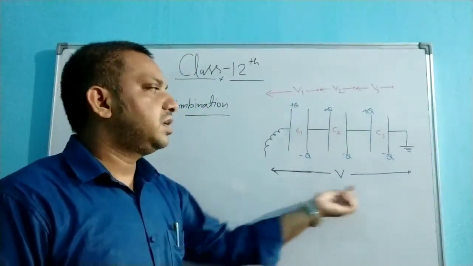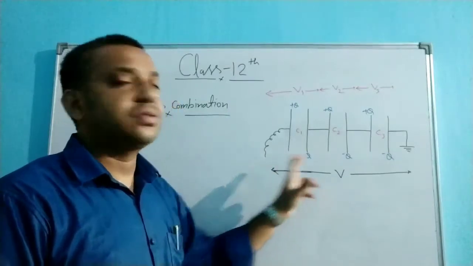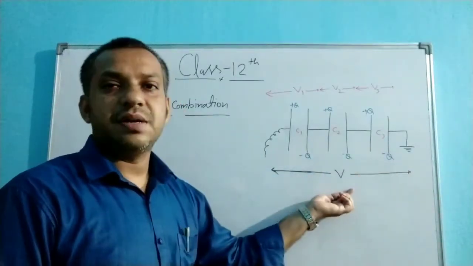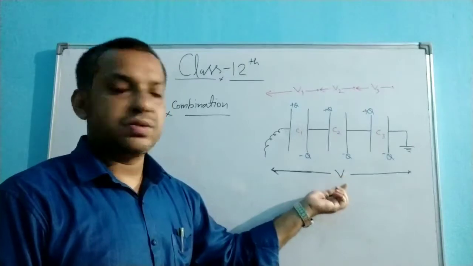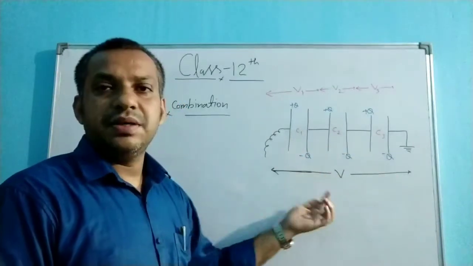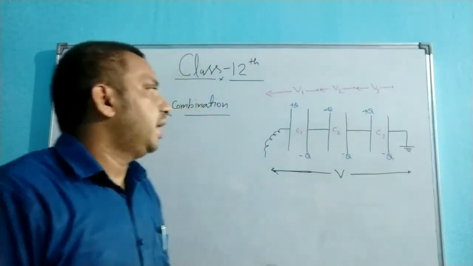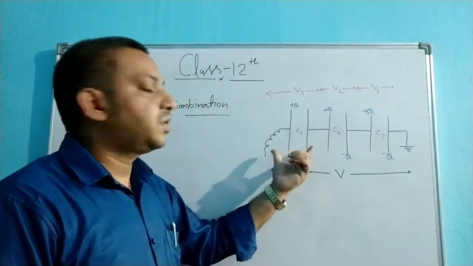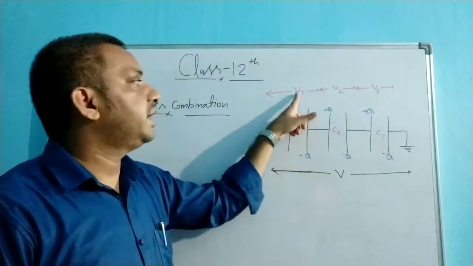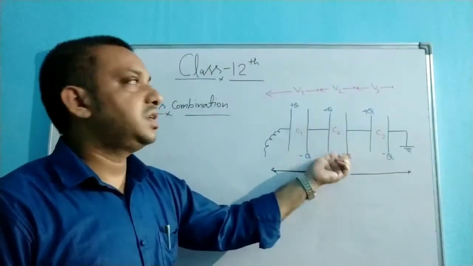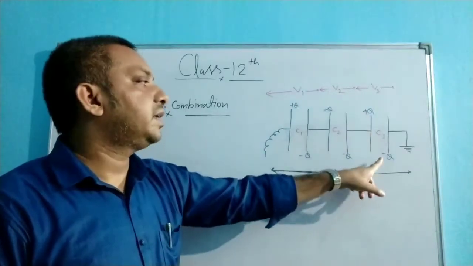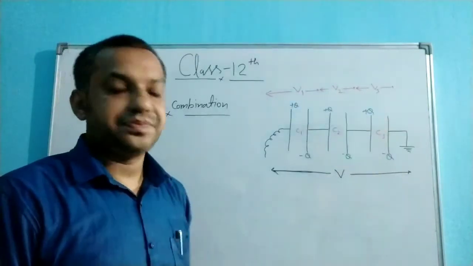The potential difference across the ends of this arrangement is V. That means the total voltage applied across this setup is V. If you connect a voltmeter across the capacitor C1, the reading is V1, across C2 it is V2, and across C3 it is V3.